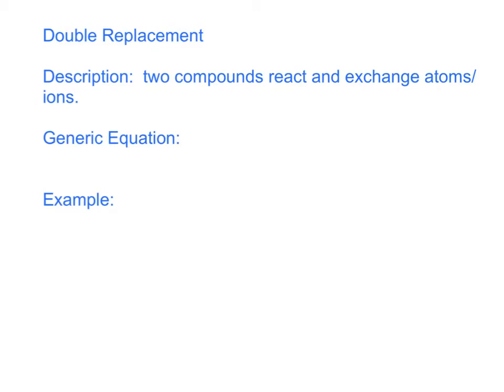So building on the single replacement, the next one's called a double replacement, and this is going to involve two compounds, and they're going to react and exchange atoms or ions. Most often these are ionic compounds. So what would the generic equation be? Let's go with AB plus CD yields AD.